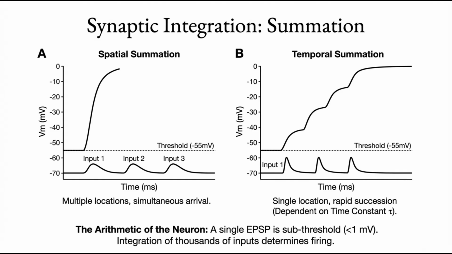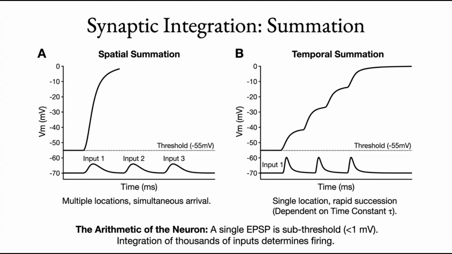This is where the neuron acts like a tiny computer, or maybe a better word is an integrator. A single neuron in the cortex might have 10,000 inputs synapsing onto it. Some are shouting fire, the EPSPs. Some are shouting don't fire, the IPSPs.